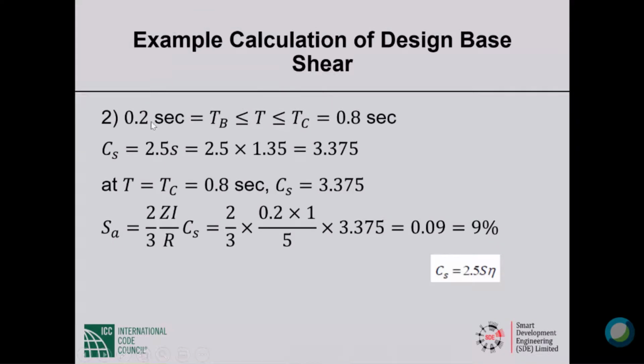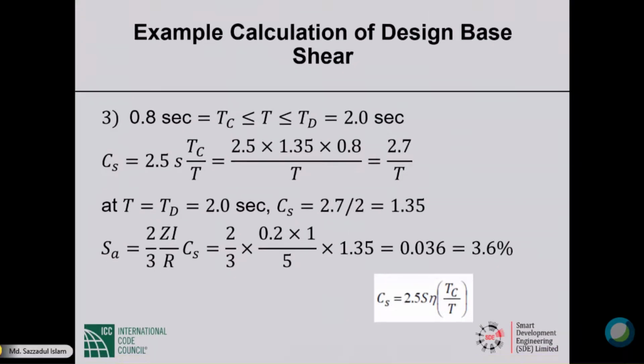Then the flat top, 0.2 second up to 0.8 second, T sub B to T sub C. This is the equation of the flat top. Our eta is 1, so our equation is 2.5 times S. Our S is 1.35, so C sub S is 3.375. We multiply by 2/3 Z divided by 5. We have 9% value for C sub S, and at the end of the flat top, we have 9% value for, not C sub S, for S sub A, spectral acceleration.